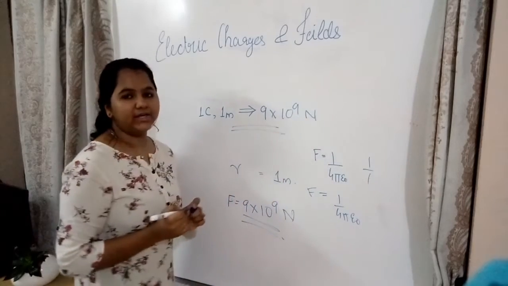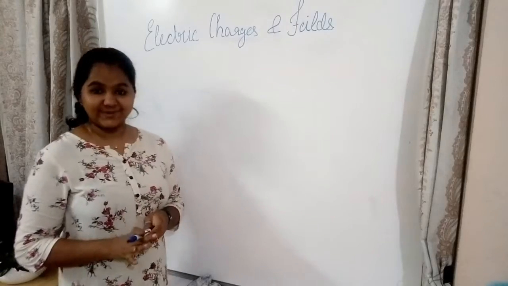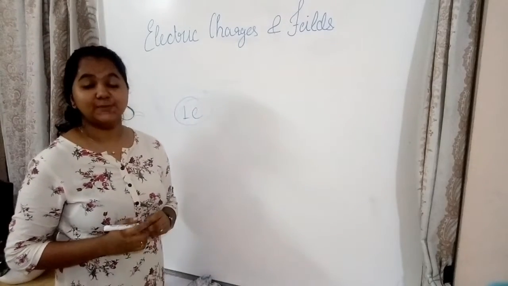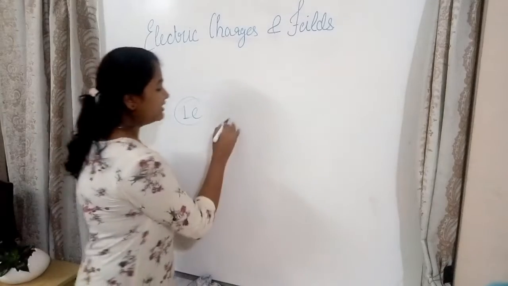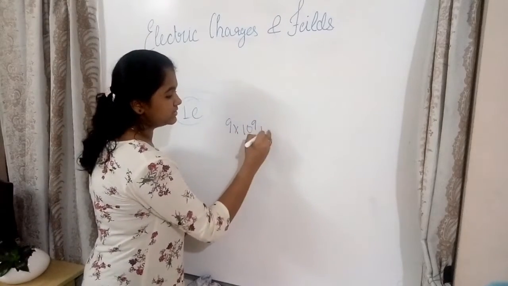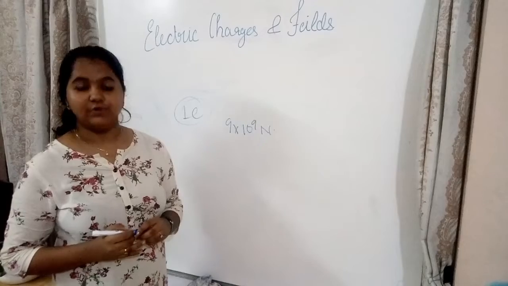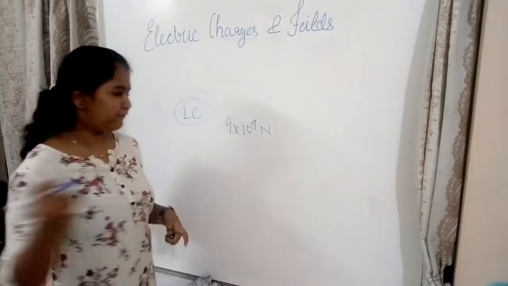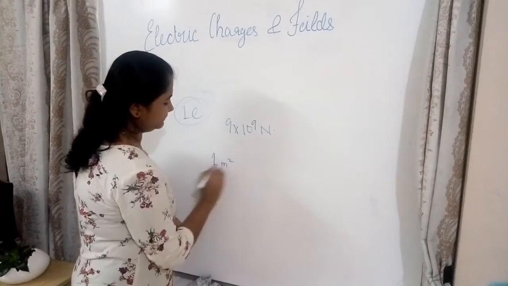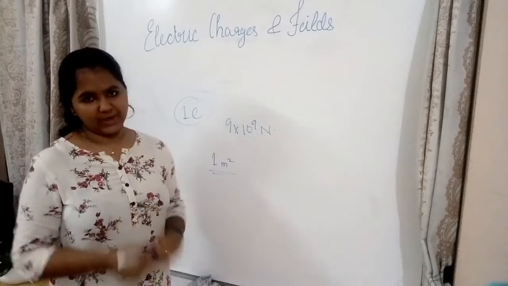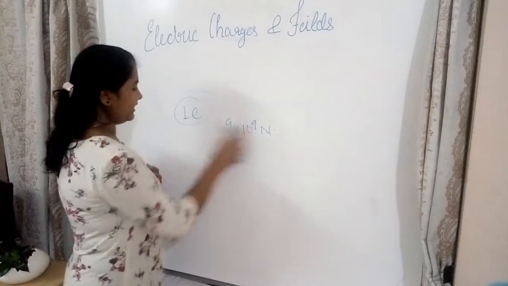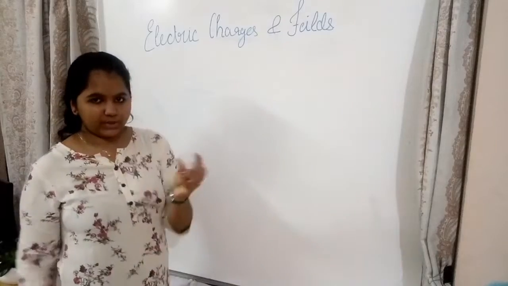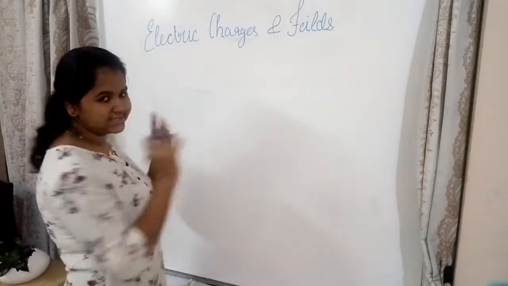So we'll define 1 coulomb now. So 1 coulomb is the unit of charge which experiences a repulsive force of 9 into 10 raised to 9 newtons when kept with a charge of 1 coulomb in free space or in vacuum at a distance of 1 meter. So that is how you define 1 coulomb. Now we will discuss in detail that small quantity we mentioned.